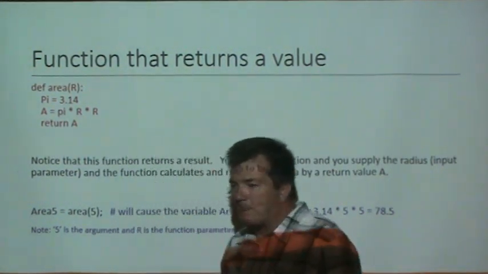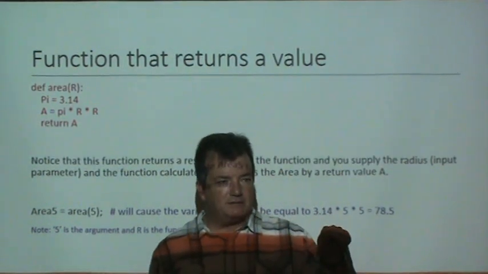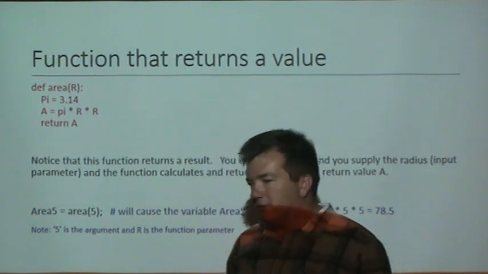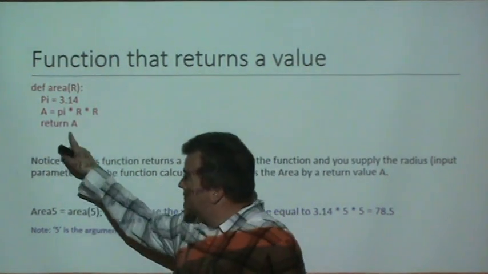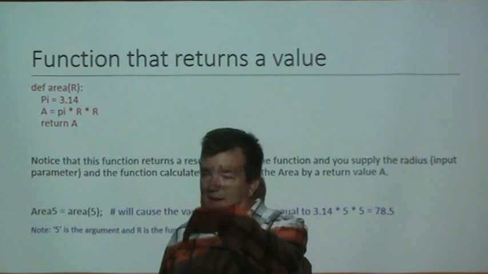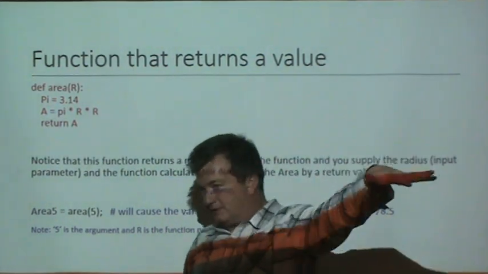Okay, all right, so suppose, for example, we wanted to have a function that calculates the area of a circle. So what is the area of a circle? The area of a circle is pi times the radius squared. Pi r squared is the area of a circle, right? So notice in this case, this function actually returns a result. You tell the function the radius, it does a computation and says, here's the area.